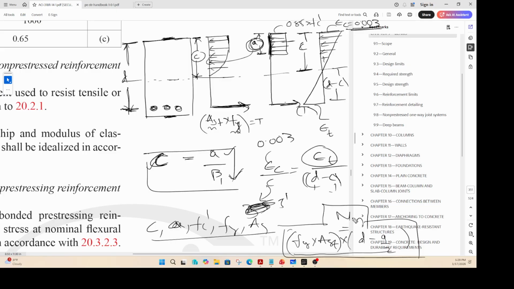So you take the nominal, we talked about the strength reduction factor. You take your strength reduction factor, multiply it with the nominal, then you get your Mu. So that's how you calculate your Mu value. Okay. So the only thing we did not cover here is how do you calculate your beta 1.